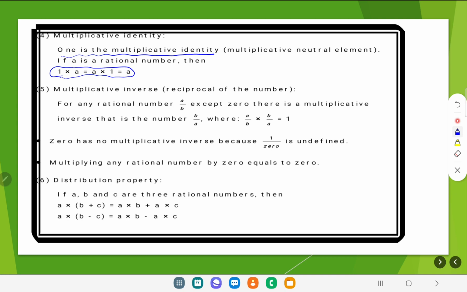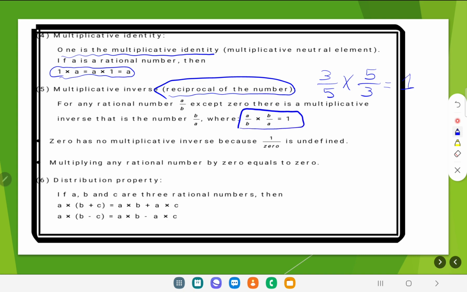The multiplicative inverse of any number is the reciprocal of the number. So if it is 3 over 5, its multiplicative inverse is 5 over 3. So to multiply them, it will be 15 over 15 equal 1. So the inverse of any number is its reciprocal. So A over B times B over A equal 1.